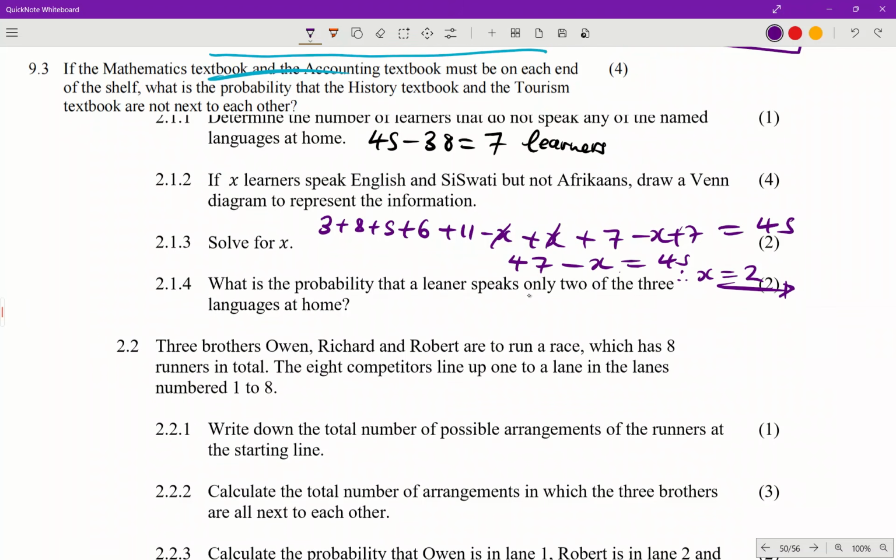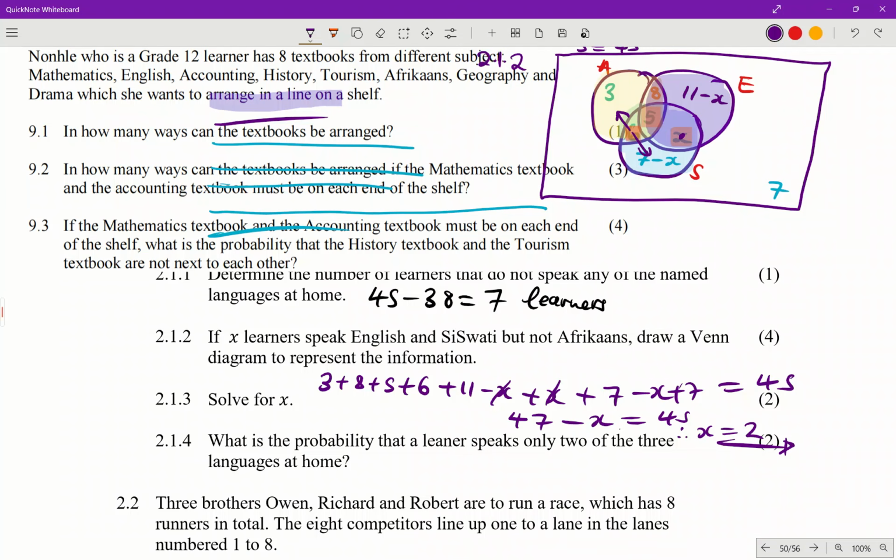What is the probability that a learner speaks only 2 of the 3 languages at home? Only 2 of the 3 languages at home. So you're just gonna say 6 plus 5 plus x. Understand? Don't make the mistake of saying 6 plus the x alone, guys. You also have to include this one here because it's also part of those guys. Understand? So you're just gonna see the probability of two languages.